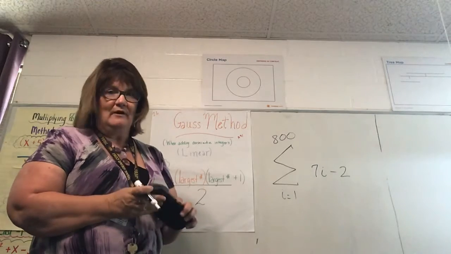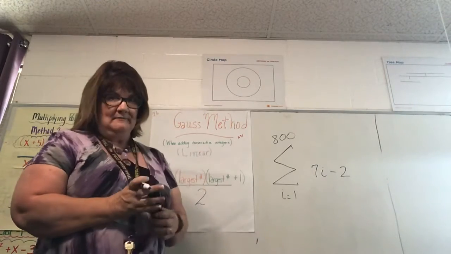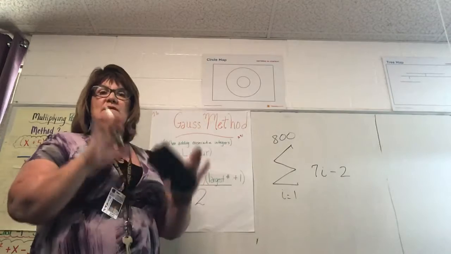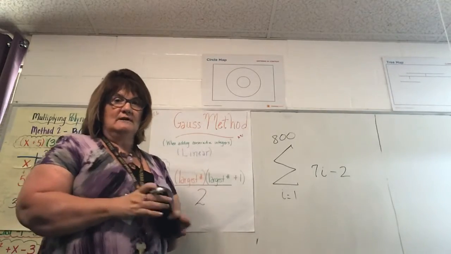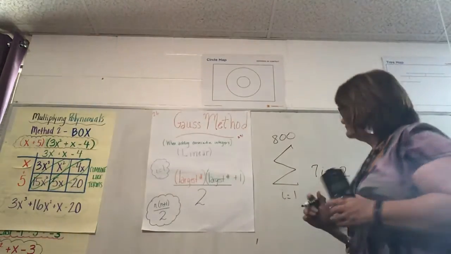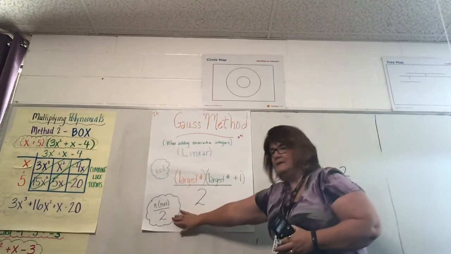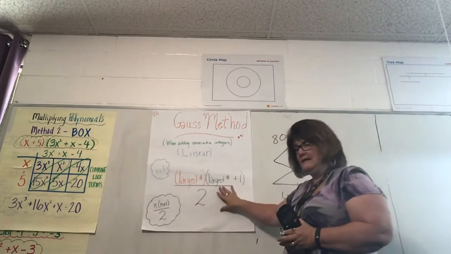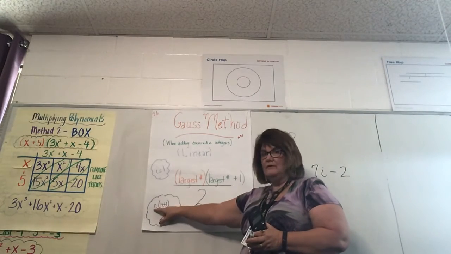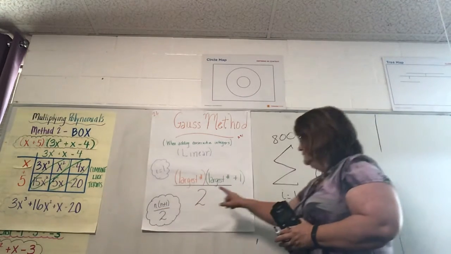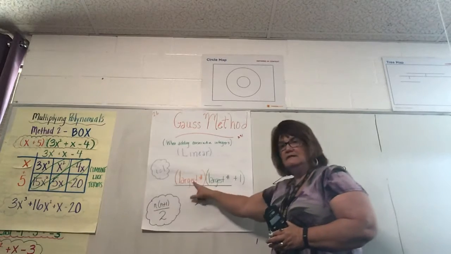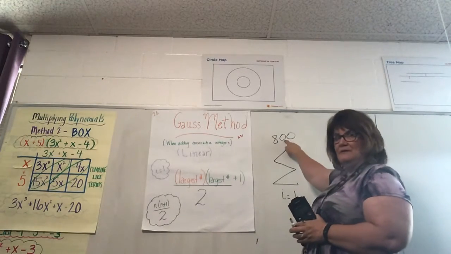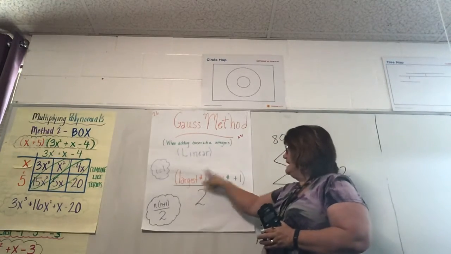So let's do this one now, using exclusively the Gauss method. Let's review Gauss again. Here's the formula in the cloud, which might make more sense to you instead of this kind of funky thing here. It's your n, or your i, the largest number, the number that it's going up to, 800, times that number plus 1.